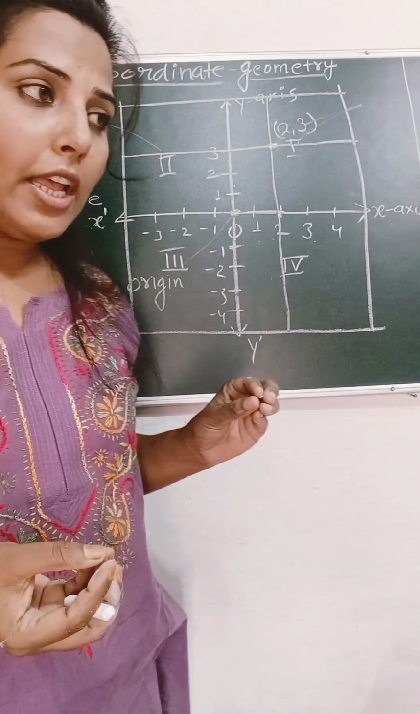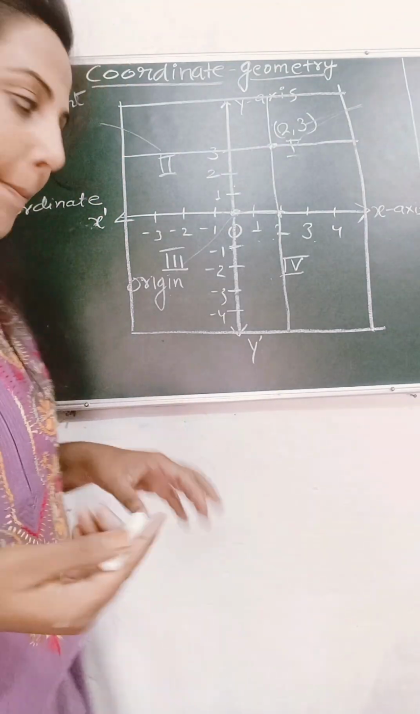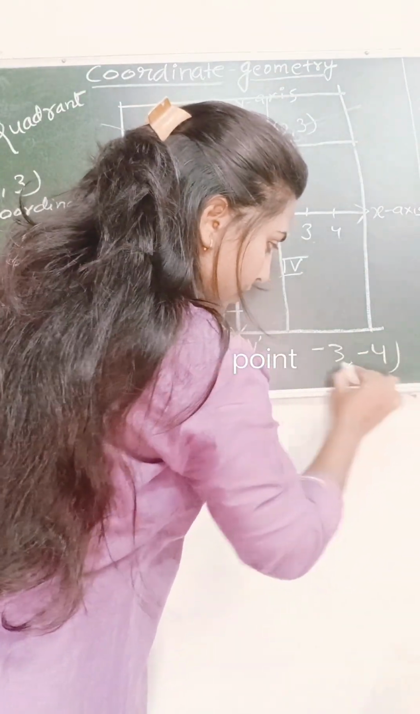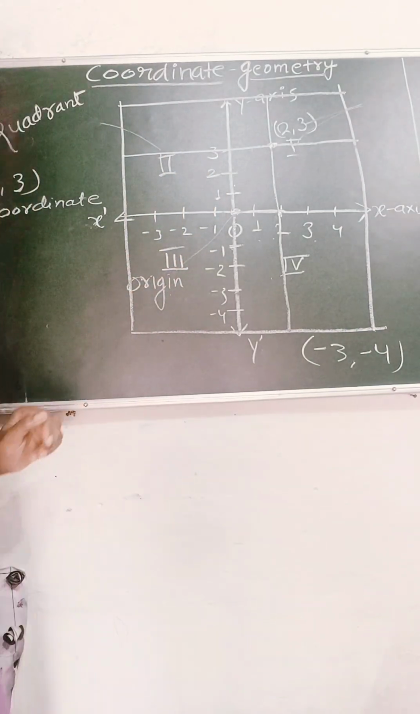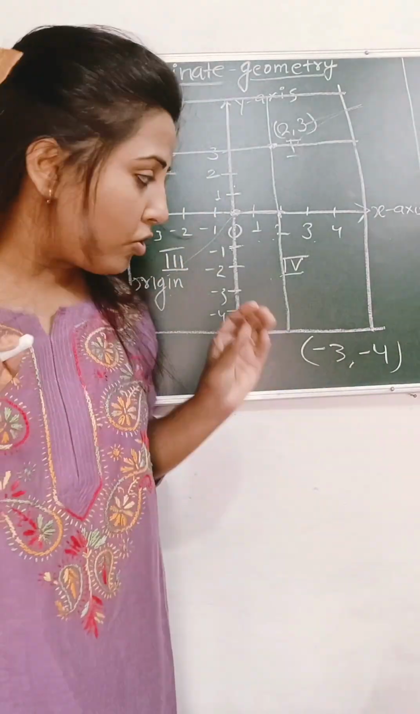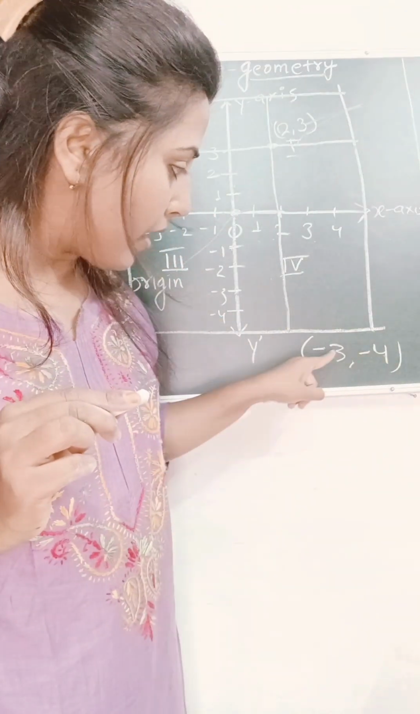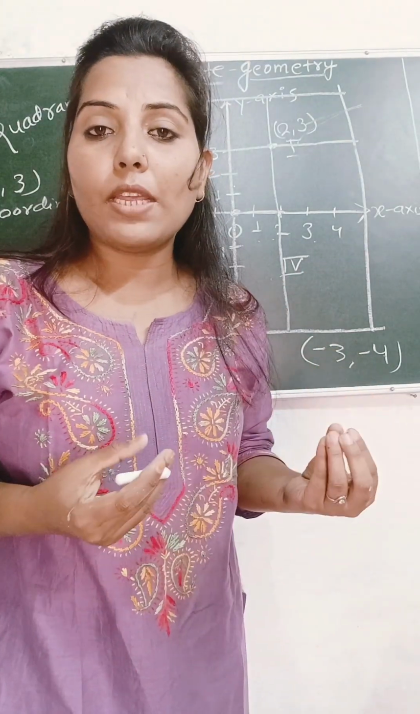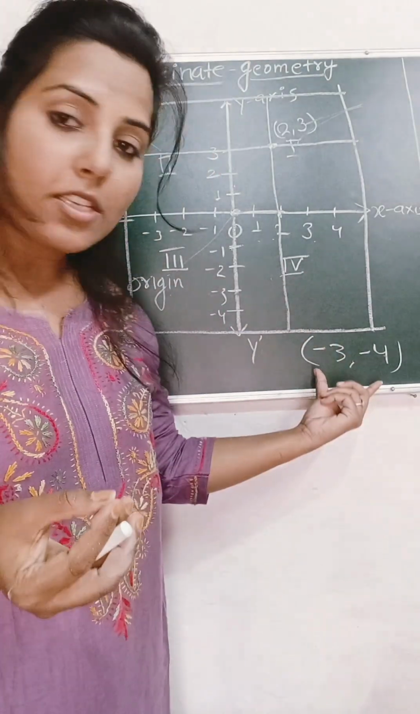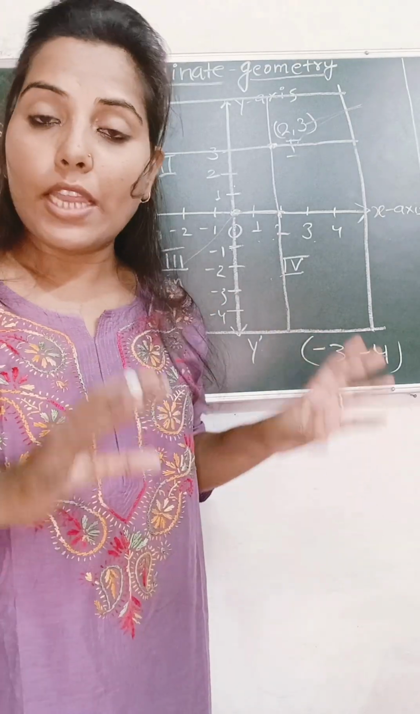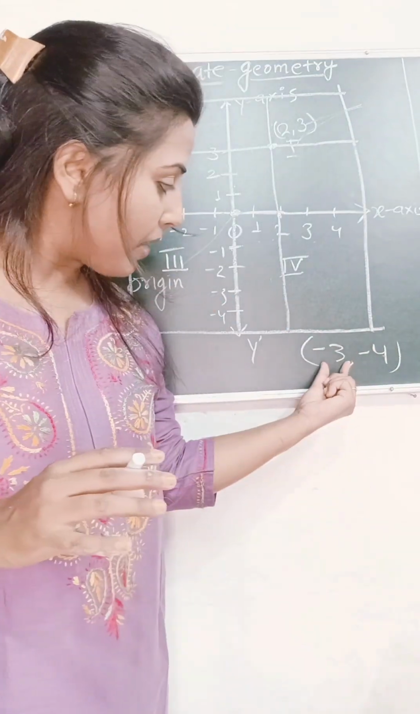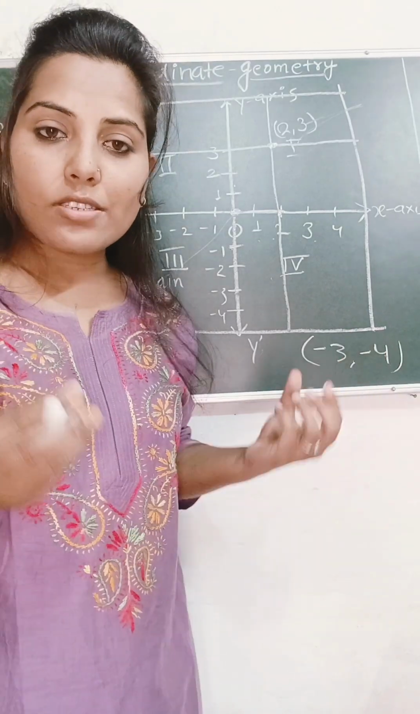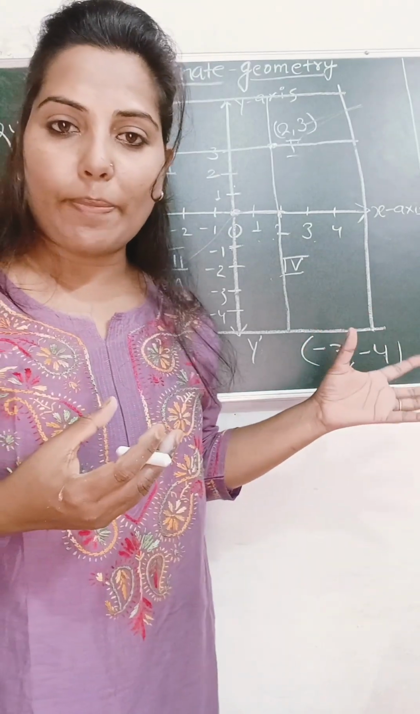If I give you another example, let's take the point (-3, -4). How can you locate this? Always remember that you write it in this form, as an ordered pair. The first one is the x coordinate and the second one is the y coordinate. So let's try to locate it on the plane.